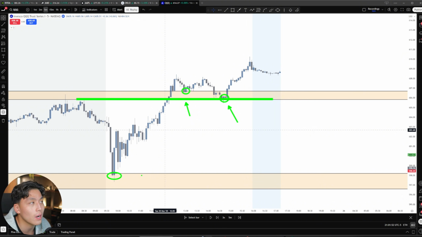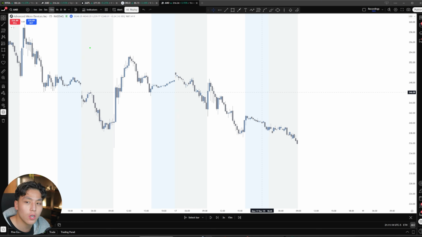It also works on other asset classes as well. Now with this being said, let's go into some real examples that I took in real time using the box strategy. So right here, we're currently on my next example, which is on AMD. And right now we're on the 15-minute time frame.